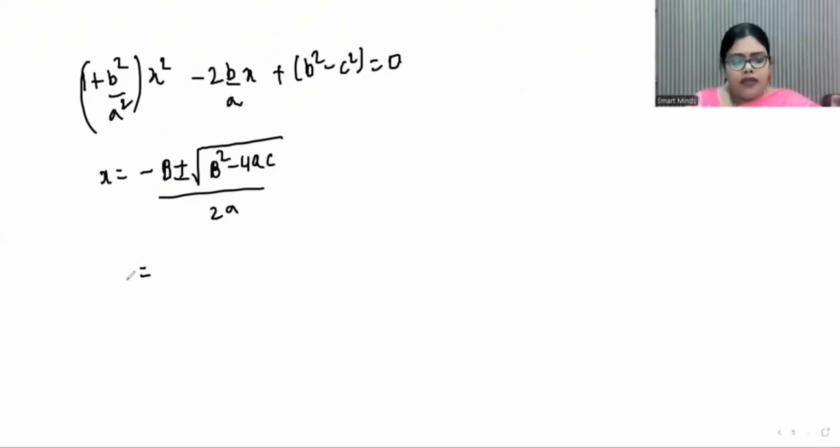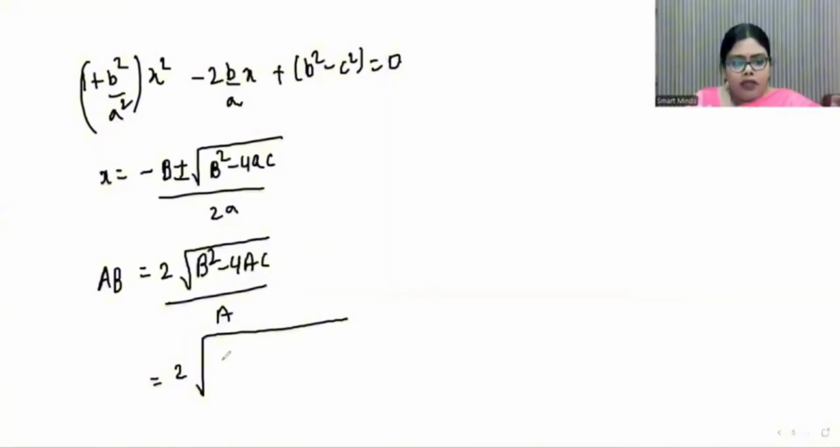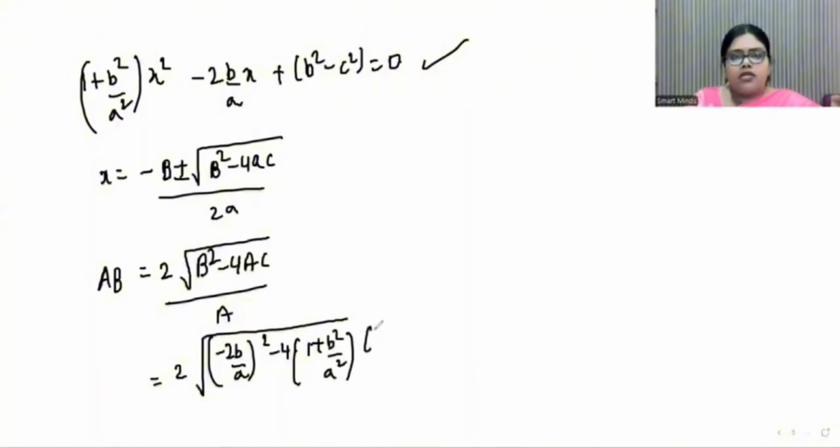Okay, now let us find out AB. If you want to find AB, it is 2 root b square minus 4ac by a. Now if you substitute the values here, you will get 2 root over, and from this equation I am taking the a, b, c values. b is minus 2b by a whole square minus 4 into, what is a? 1 plus b square by a square, into c, which is b square minus c square, by a. a is 1 plus b square by a square.